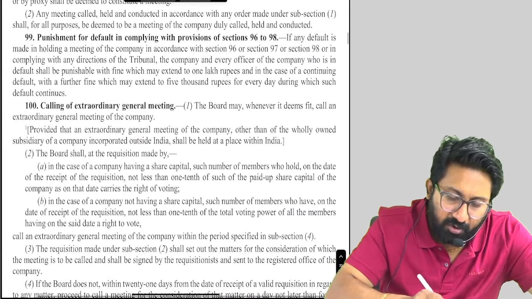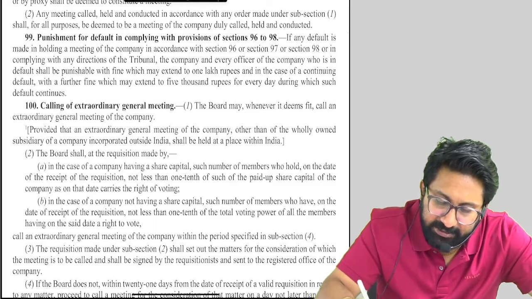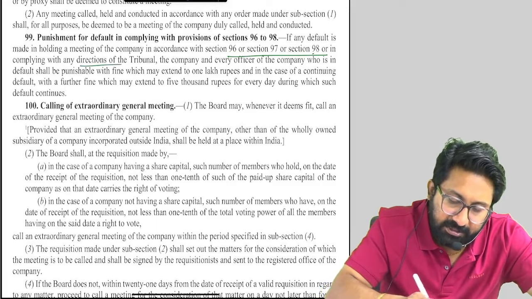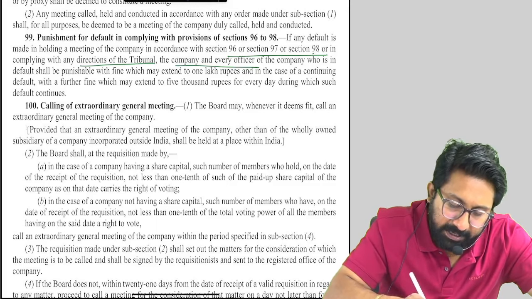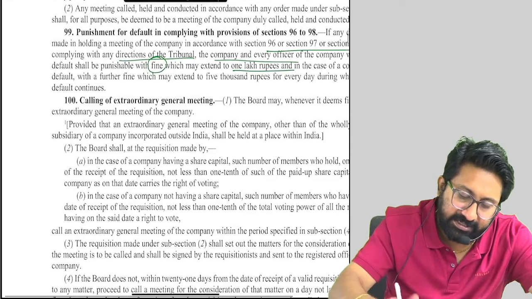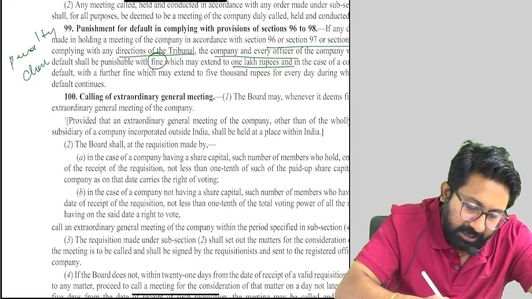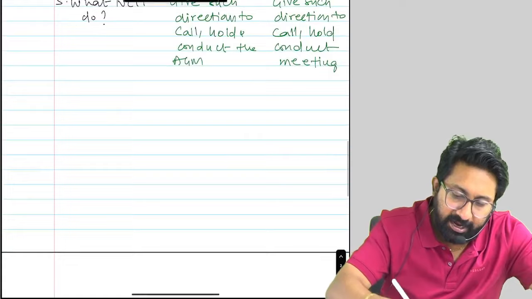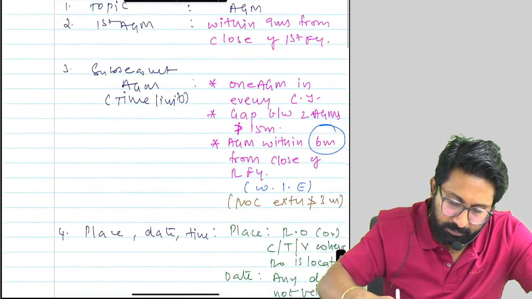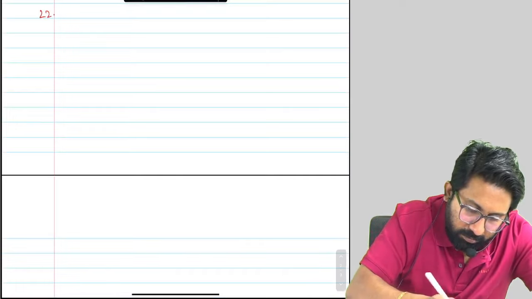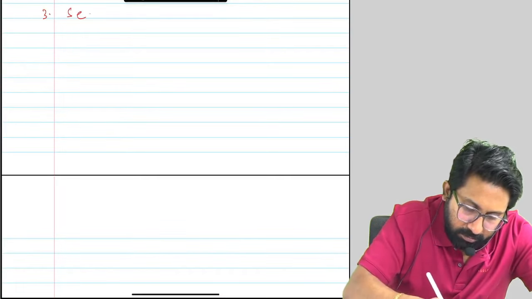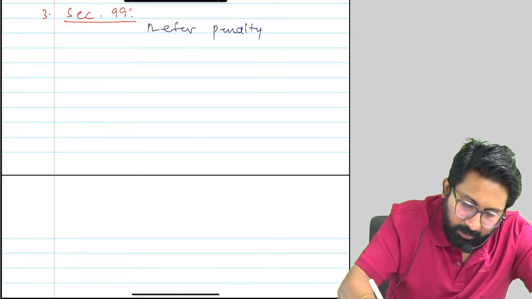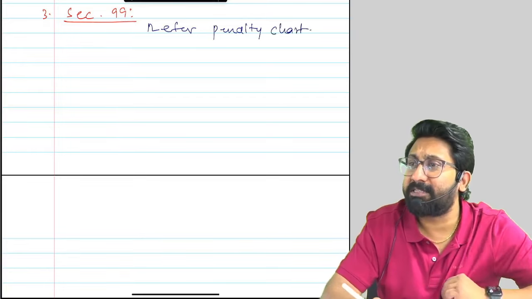Come to 99. If any default is made in holding the meeting in accordance with 96 or 97 or 98, meaning the three sections we read, or in complying with the directions of the Tribunal, the company and every officer who is in default shall be punishable with a fine which may extend to 1 lakh, etc. What do we need to read for this? The penalty chart. Don't read it now, it's a waste of time. Just write down the notes: Section 99, refer to penalty chart.